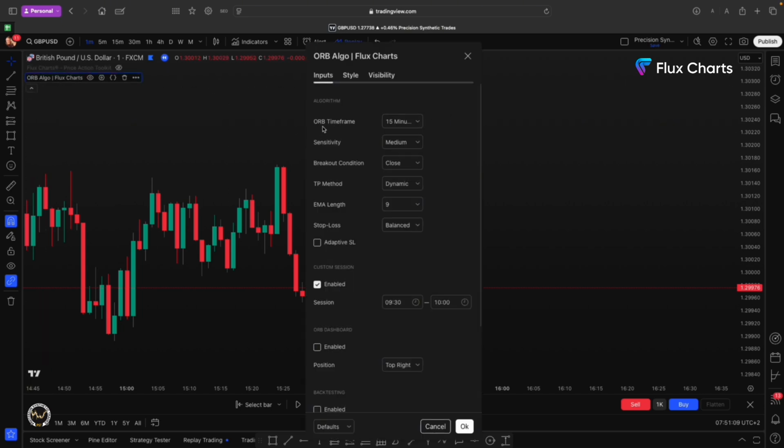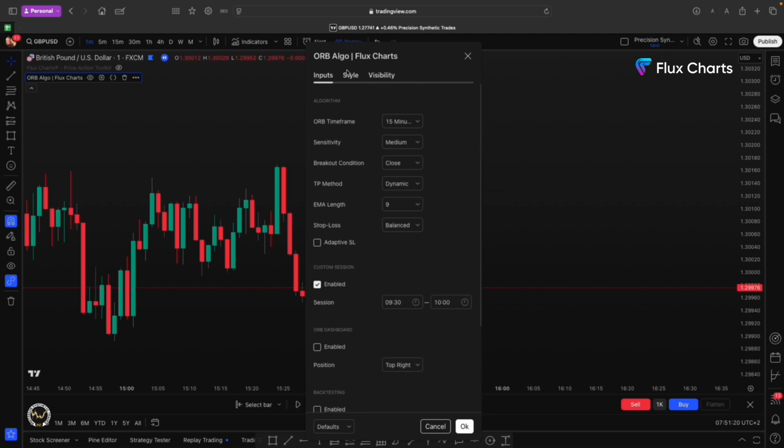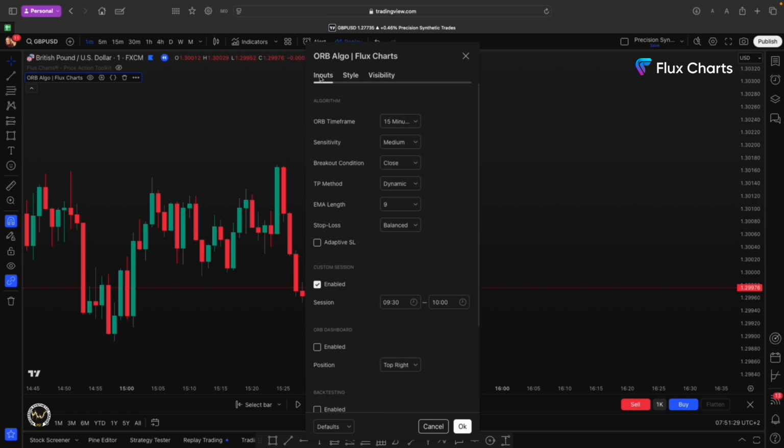Here's the settings: ORB time frame, sensitivity, breakout conditions, TP methods. There's so much you can do. This one also gives you signals if you want to follow a buy or sell signal, but I disabled it for this video because it's not the same strategy that I'm showing you. But it helps you a lot. You don't have to draw it by yourself.